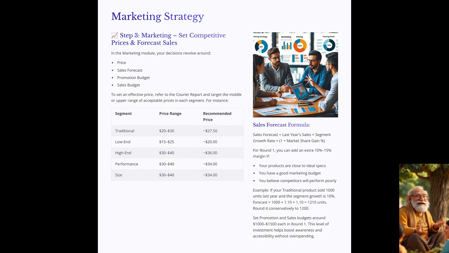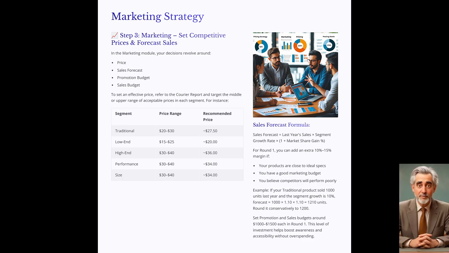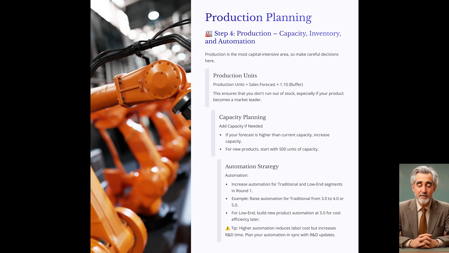Set promotion and sales budgets around $1,000 to $1,500 each in Round 1. This level of investment helps boost awareness and accessibility without overspending. Step 4. Production, capacity, inventory, and automation. Production is the most capital-intensive area, so make careful decisions here.